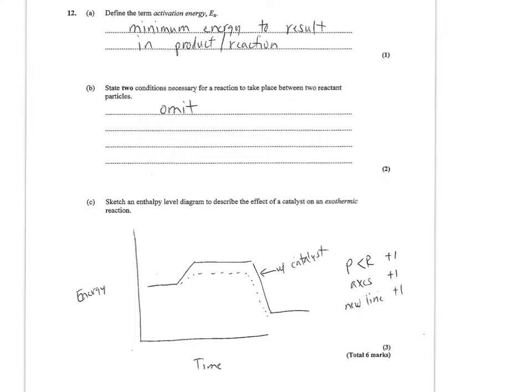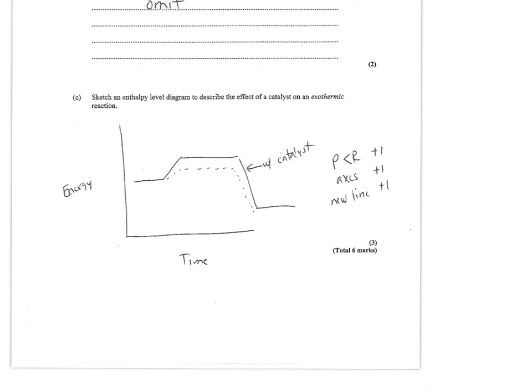It's just the minimum energy to result in a reaction or to produce product or result in a successful collision. But it's that minimum energy needed. B, we omitted that one because we'll cover that in a minute here with another question. But C, sketch an enthalpy level diagram to describe the effect of a catalyst on an exothermic reaction.